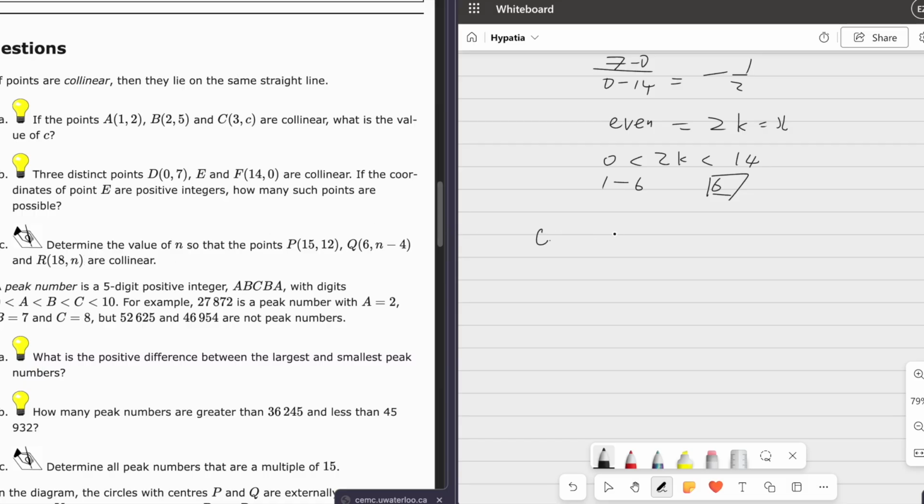Okay, the first step we do n minus 4 minus n over 6 minus 18. And we find the slope is minus 4 over minus 12, which is 1 over 3. Then we do 15 times 1 over 3, the slope, plus b equal 12 to find the y-intercept. And we solve it to find b, the y-intercept, is equal to 7.